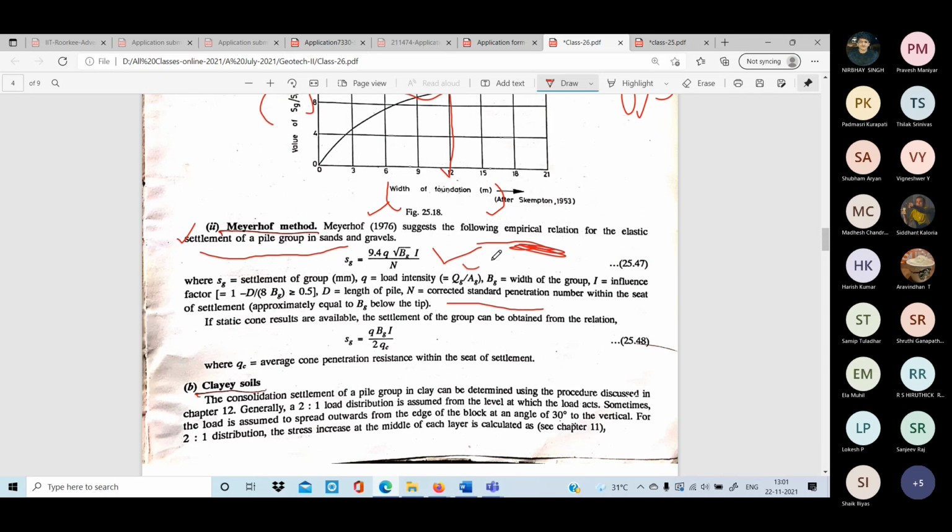Q he has given. Okay, what is the B? Width of the group he has given. I is the influence factor, and influence factor formulas are given, and it will be more than 0.5 and so on. All these parameters would be given, and by using that we can find out the settlement of a group.